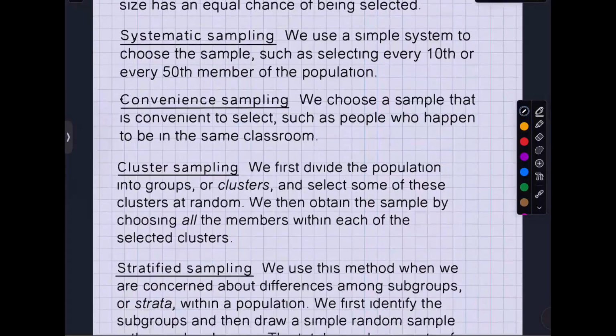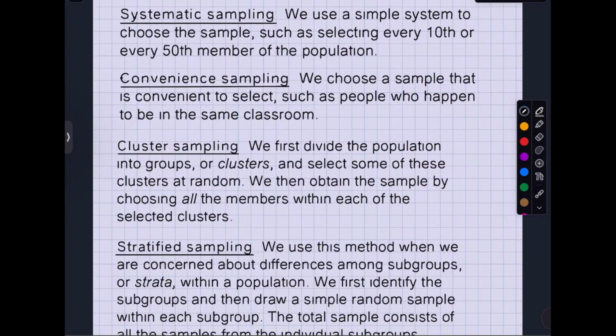Convenience. Since I live in Ave Maria, I'm just going to ask people in Ave Maria. But is that a good sample for Fort Myers? Probably not. Or even Naples? Probably not. Because the people who live in Ave Maria come from all different places, or I should say work in all different places, including Fort Lauderdale and Miami.